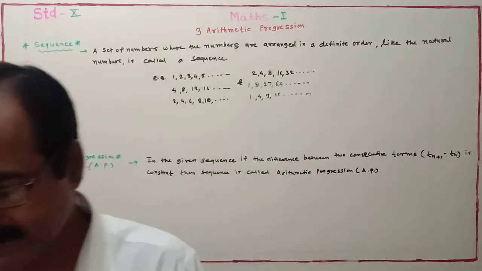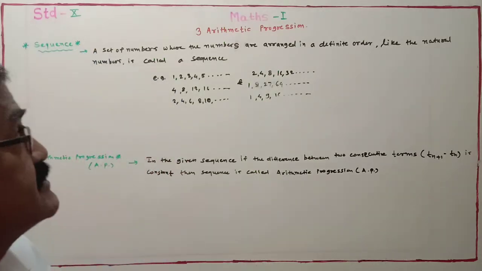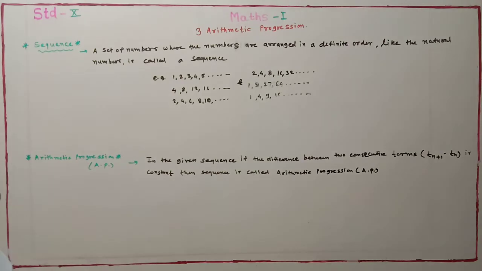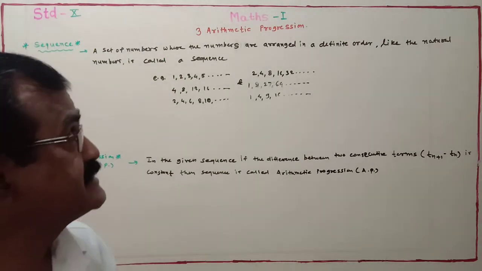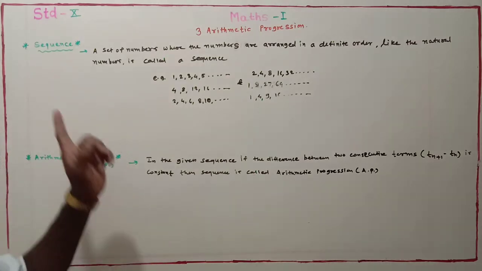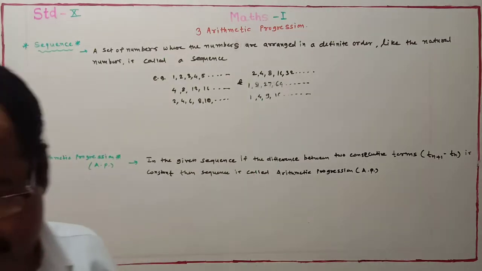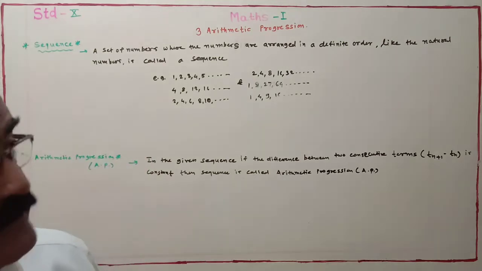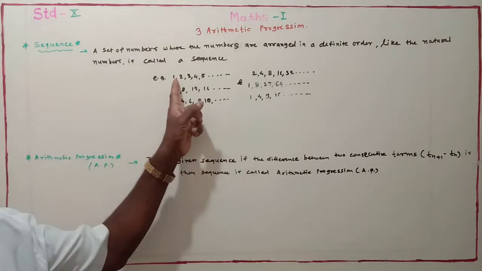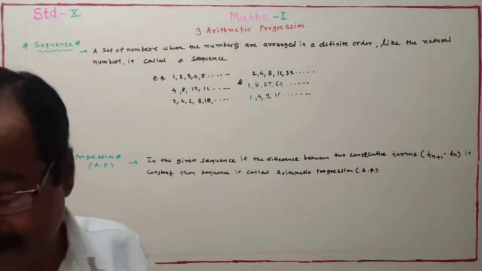Hello student, in maths first we start the third chapter, arithmetic progressions. In this chapter we study about sequences. What is meant by a sequence? We can write the natural numbers 1, 2, 3, 4, 5, etc.